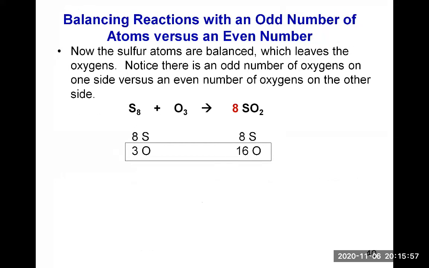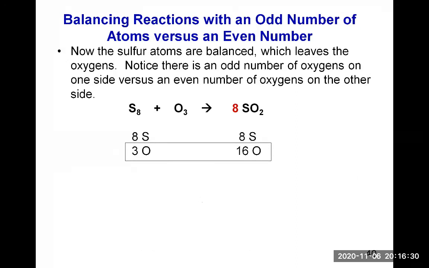So now the sulfur atoms are balanced, which leaves the oxygen. Notice there is an odd number of oxygen on the left side versus an even number of oxygen on the right side. And so typically you want to make it the same number on both sides, and the larger number is the one you will choose. And here 16 would be the one you choose. However, it is not a multiple of 3.